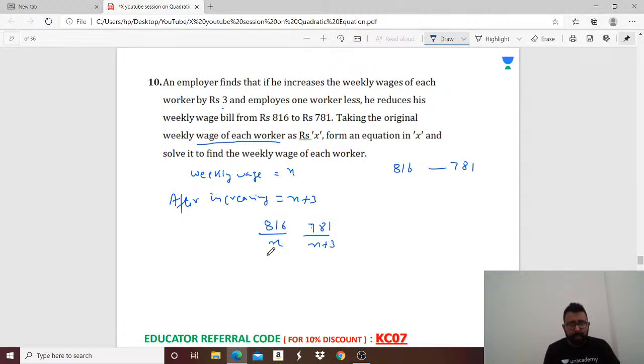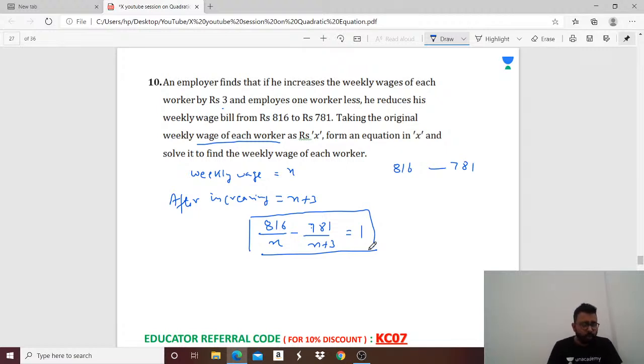One worker kam ho gaya. This is the number of worker initially. Then when you increased it, you just subtracted. Just increase the wage by 3, then you just need to employ one worker less or aapka weekly bill bhi ghat jayega. So this is the quadratic equation that you have to solve. Okay, so pehle jitne bhi workers the, suppose 10 workers the, तो 816 बिल हो रहा था, बट अगर 3 रुपीज इंक्रीज कर दो और वन वर्कर को कम कर दो सो योर वीकली वेजेस विल बी 780. तो ऐसे कॉस्ट कटिंग कंपनियां भी करती हैं.